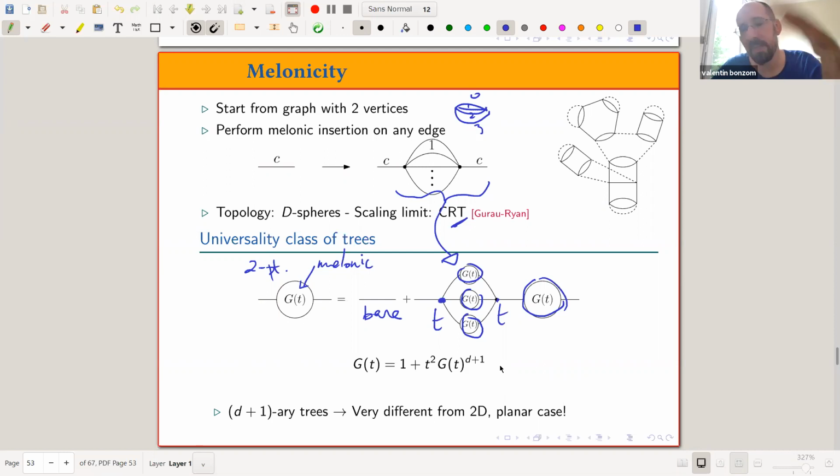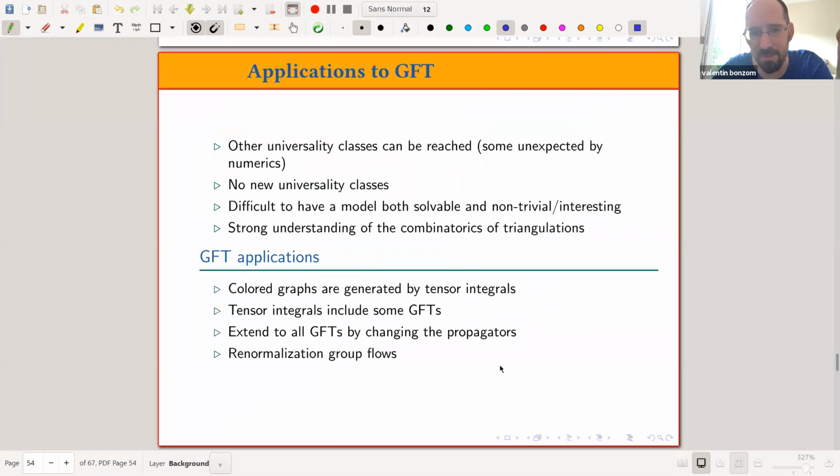Remember, I had the universal class of trees and the universal class of planar maps or 2-dimensional gravity, and they are very different. Both very fractal, but very different. Okay, so far we haven't been able to reach new universality classes. We have reached others that I haven't told you about, but we have not reached new classes. So this is because, as I said, it's very difficult to have a model that's both solvable and interesting.